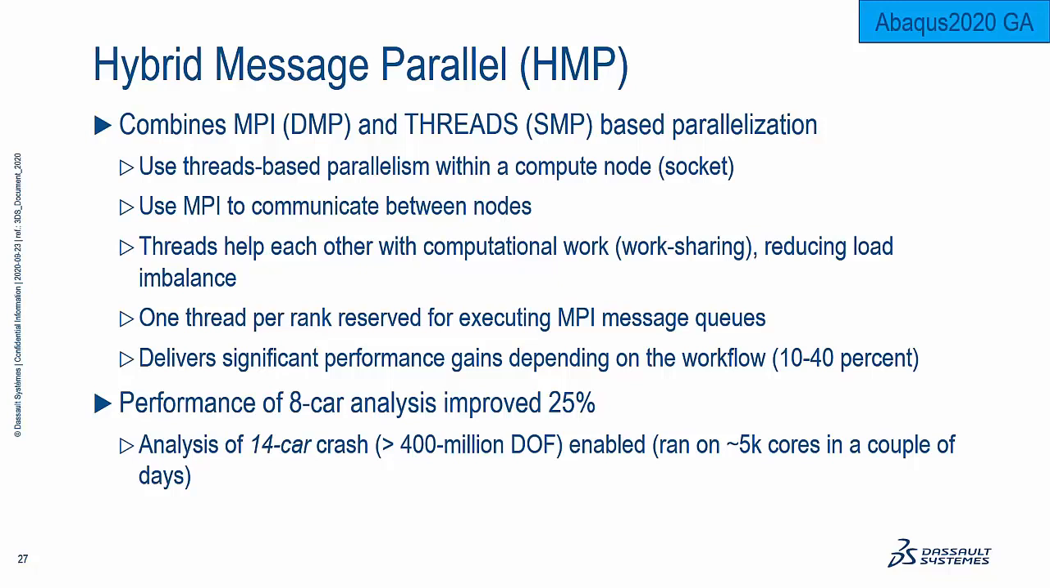not only do you get an improvement of performance, 25% for our 8-car Venza crash, but it also reduces the memory requirements overall because you are sharing memory within your compute nodes. And so therefore, we are now able to expand this problem to almost 500 million degrees of freedom, which will run on about 5,000 cores in a couple of days. So in a couple of days, you can do a realistic simulation of 14 cars crashing into each other.